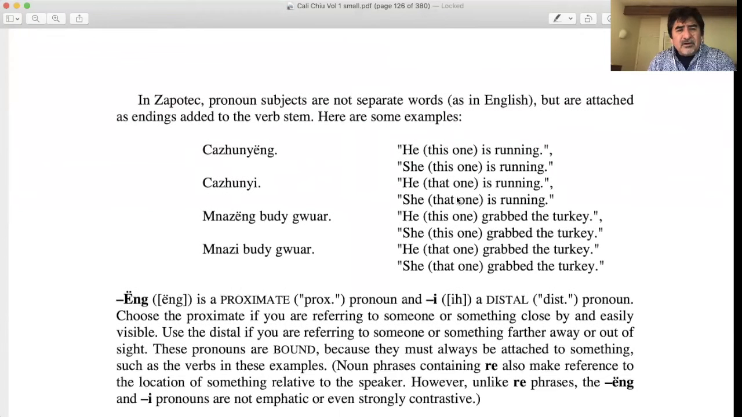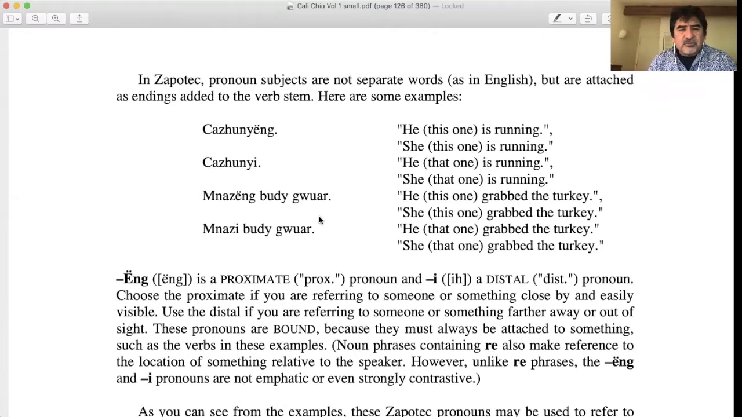What we're going to be learning in this section is about what we call bound pronouns. We're going to be looking at two bound pronouns, which are the e with two dots, eng, and the i. The first one we call the proximate pronoun, because it's close. It's the same idea as when we talked about re and re, right? This and that. So think about it, the same idea.